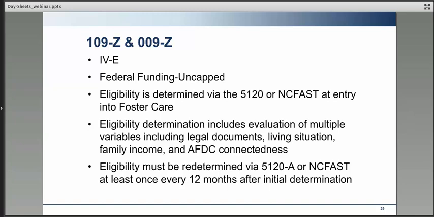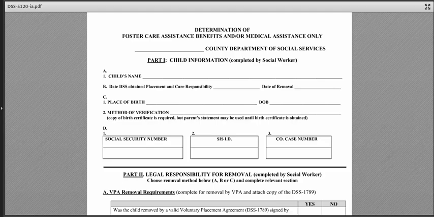Now, let's take a look for a second at the 5120. So when a child comes into care, you're going to go ahead and utilize the 5120. This document, which we will see in a second.